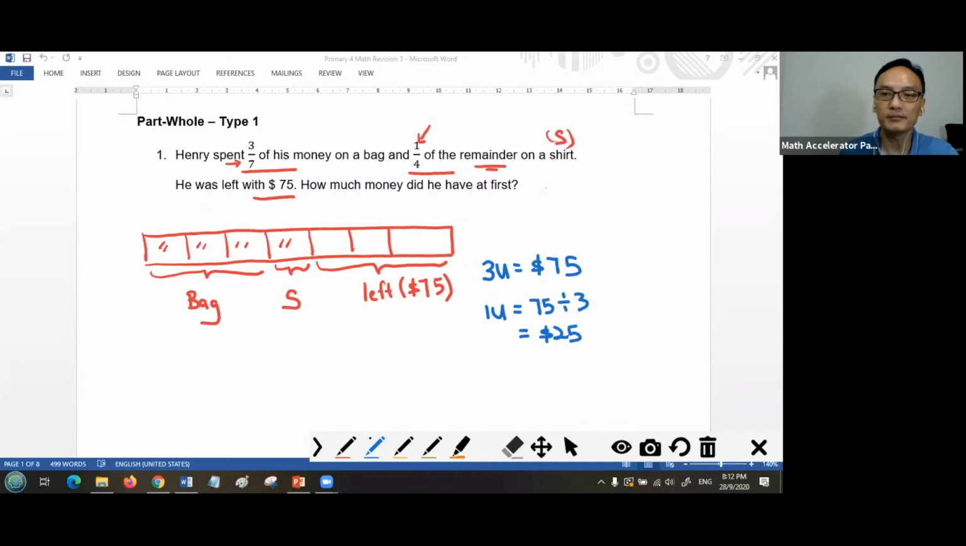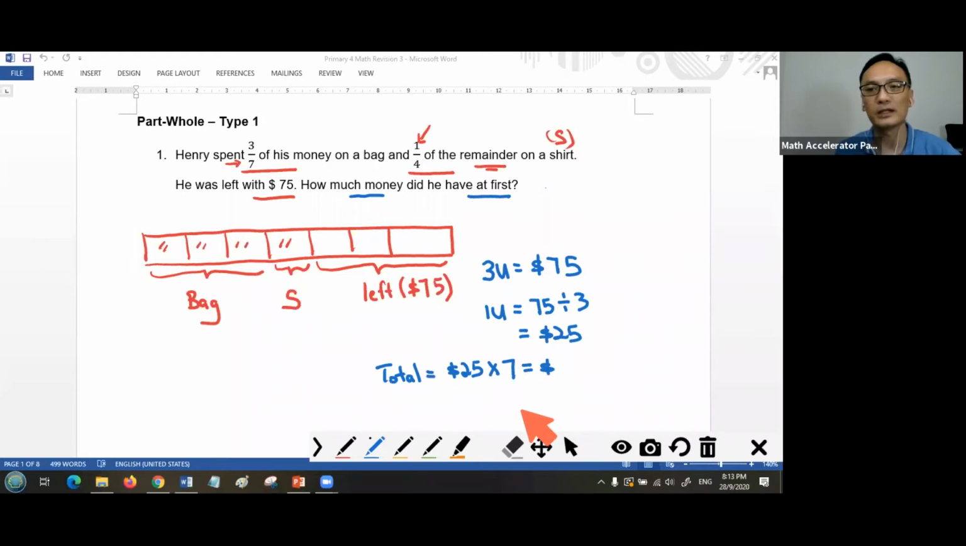So is this the end? Right? So this is not the end. So what should we do next? Right. So we're going to find how much money he has at first. So at first, how many units does he have? 1, 2, 3, 4, 5, 6, 7. So in total, there are 7 units. So we're going to take 25 times 7. And what would that give us?